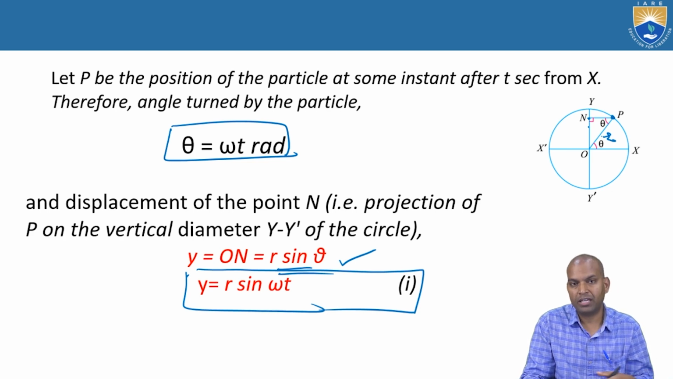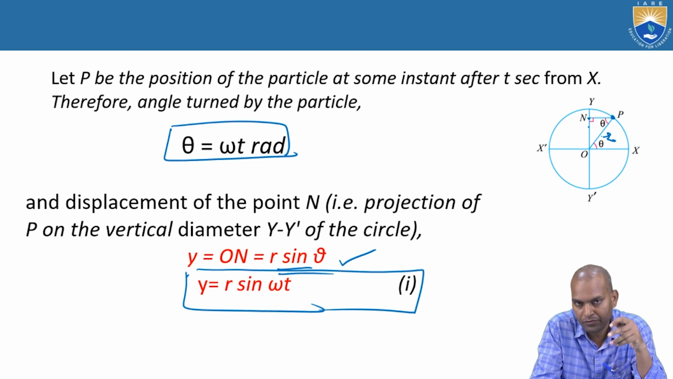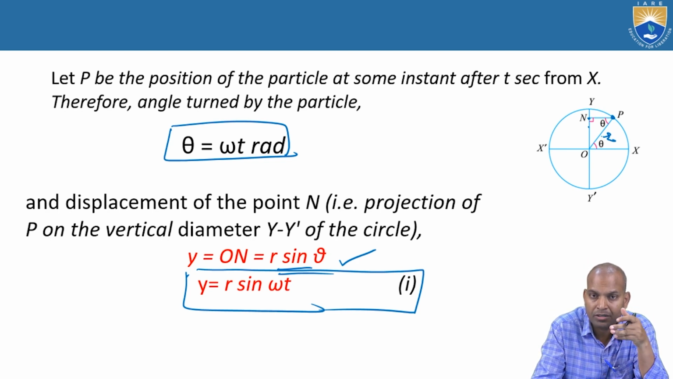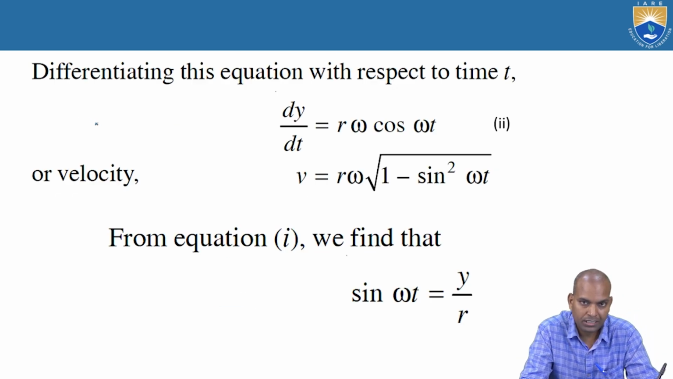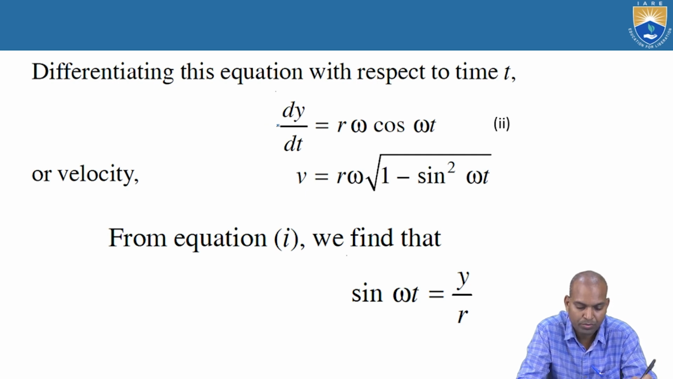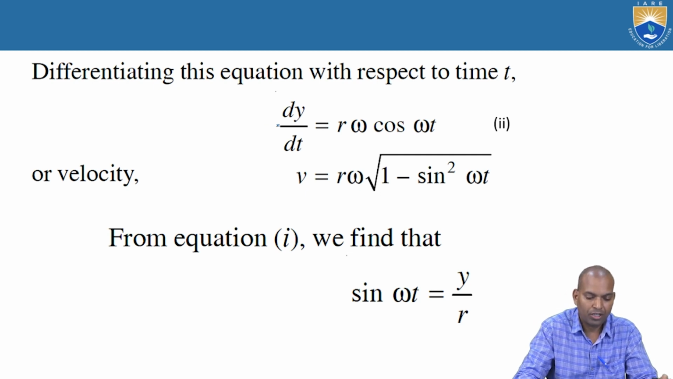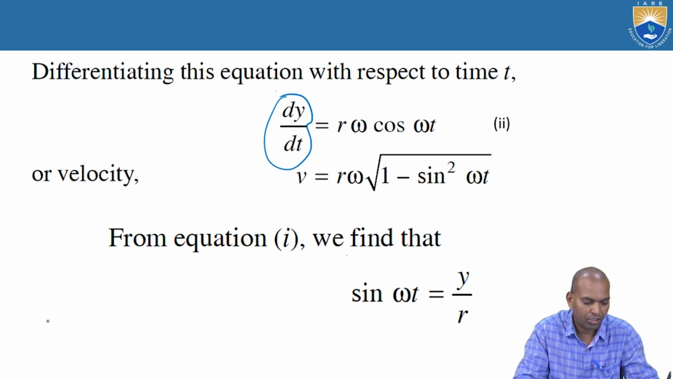Differentiate the displacement equation with respect to time, the velocity will be obtained, and differentiating the velocity equation with respect to time, the acceleration can be obtained. Now let us see further. Differentiating that equation, dy by dt, the velocity is r omega times cos omega t.